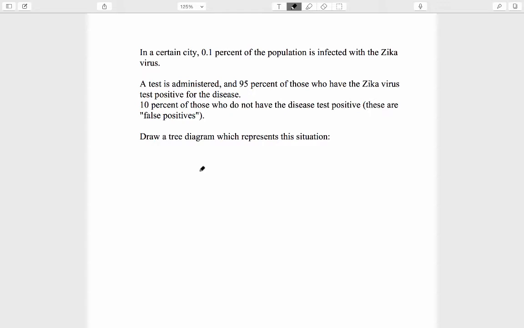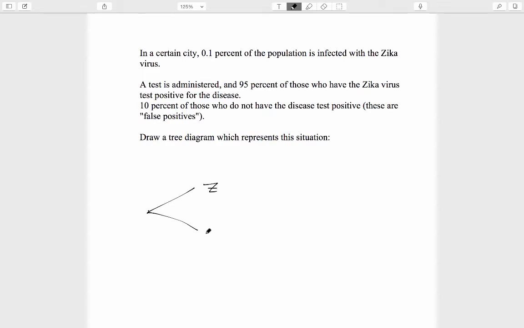Let's draw a tree diagram which represents this situation. We have to start drawing the tree with unconditional information. The unconditional information has to do with who has the disease and who doesn't have the disease. The other information that's given is conditional. This 95% is not 95% of everyone, it's 95% of those who have the virus. This 10% is not 10% of everyone, it's 10% of those who don't have the disease. We first have to separate out those who actually have the disease from those who don't. In our tree, the first branching is therefore between having the Zika virus and not having it.